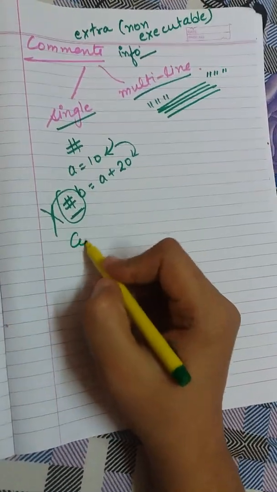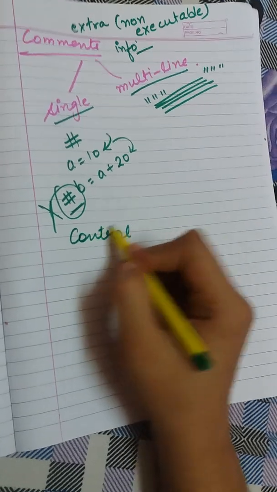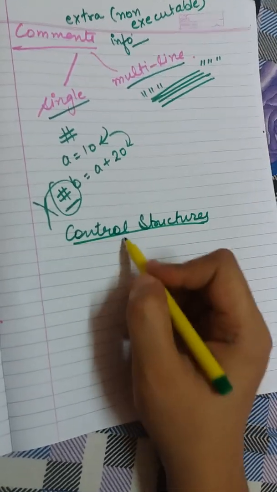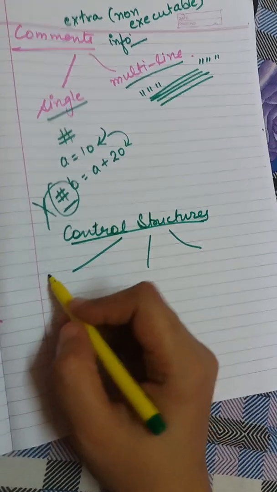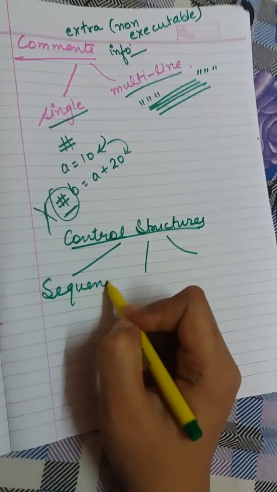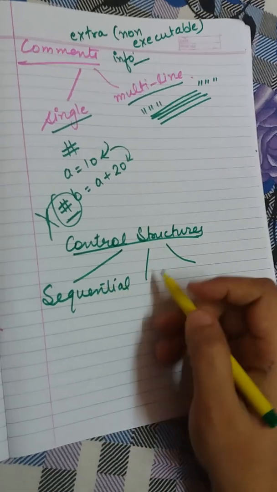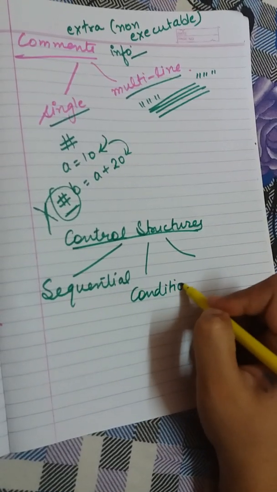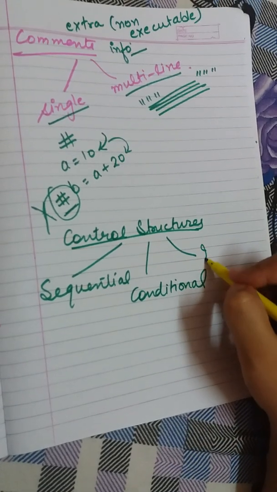Next is control structures. There are 3 types of control structures. First is your sequential, second is your conditional, and third is your iterative.